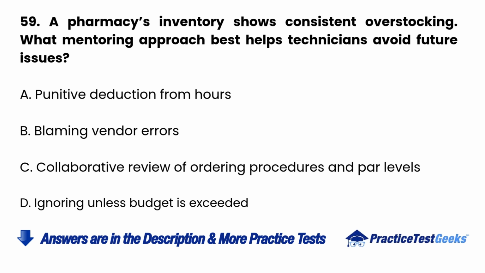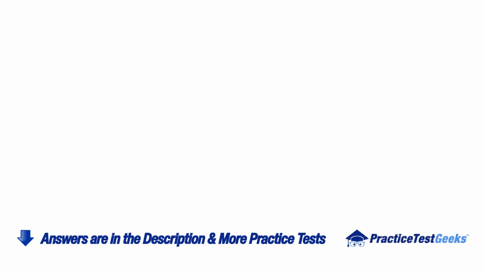59. A pharmacy's inventory shows consistent overstocking. What mentoring approach best helps technicians avoid future issues? A. Punitive deduction from hours. B. Blaming vendor errors. C. Collaborative review of ordering procedures and par levels. D. Ignoring unless budget is exceeded.